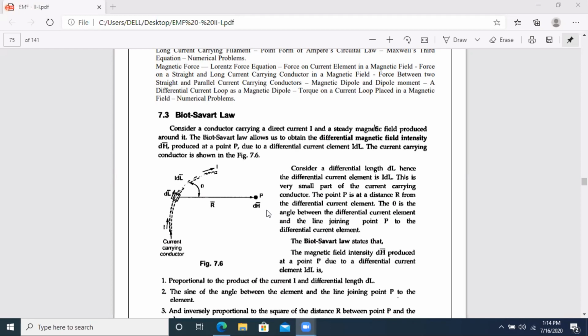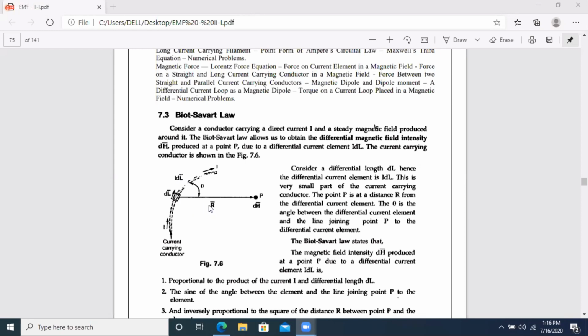So what we are going to do first is consider a small length, a differential length of your conductor. And we are going to denote that dL. So the differential current due to this differential length is IdL. So I is flowing through the conductor, differential length, differential current, IdL.